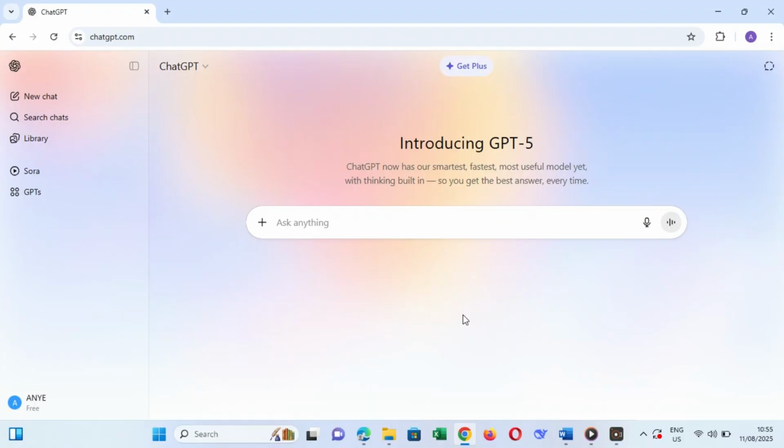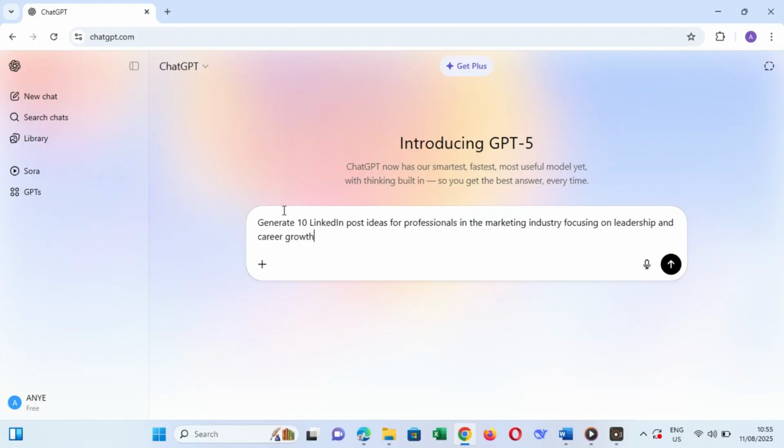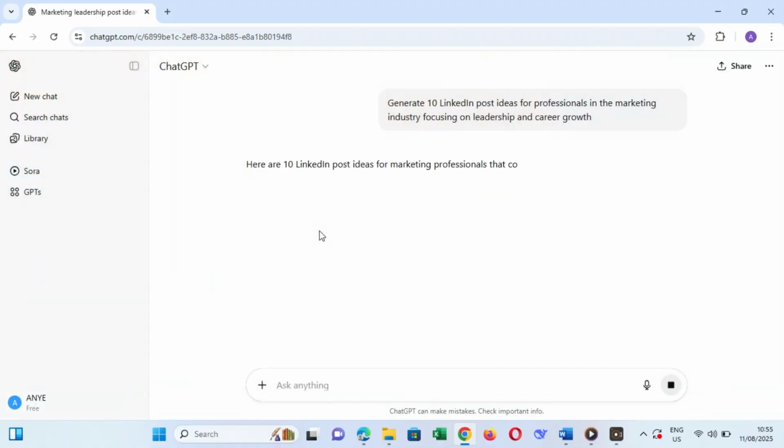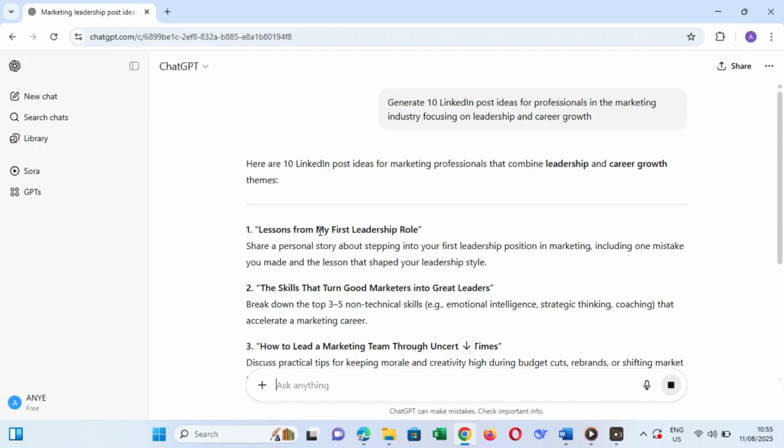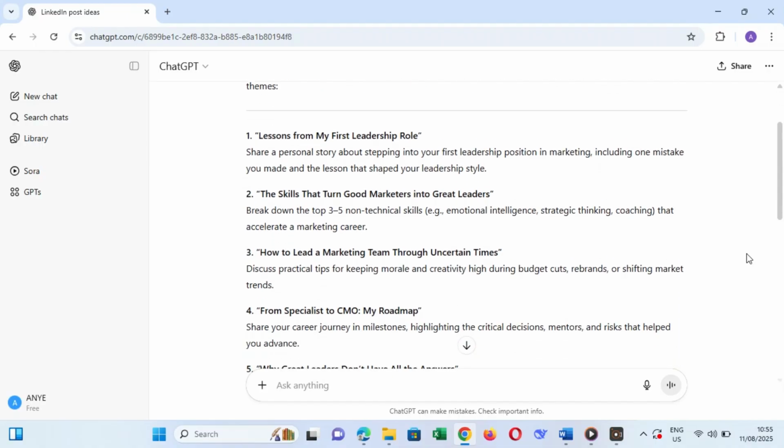Then type a prompt like, generate 10 LinkedIn post ideas for professionals in the marketing industry focusing on leadership and career growth. Be specific about your profession and the themes you want. ChatGPT will provide a variety of ideas such as sharing success stories, industry tips, motivational quotes, or questions to spark engagement.